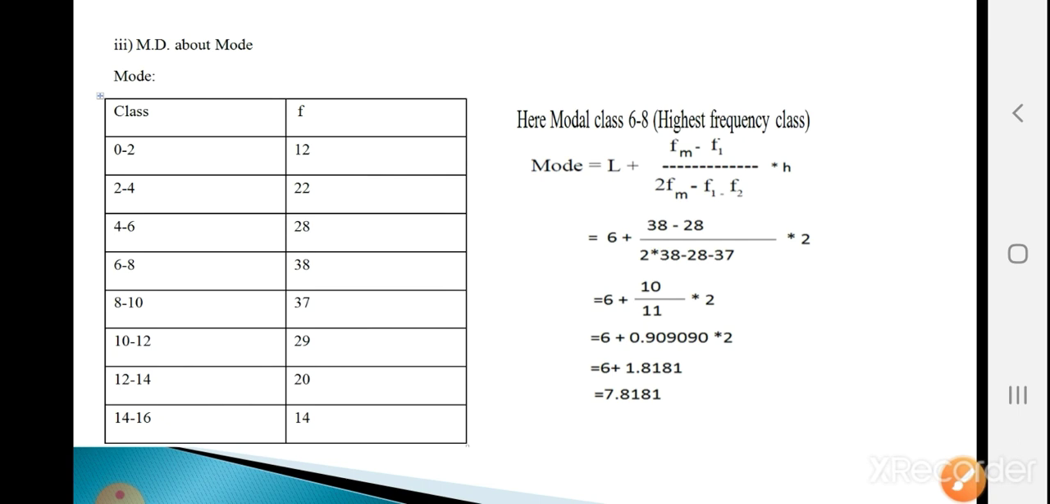Now the last, mean deviation about mode. For finding the value of mean deviation about mode, we first need the value of mode. So how to calculate the mode for continuous data?